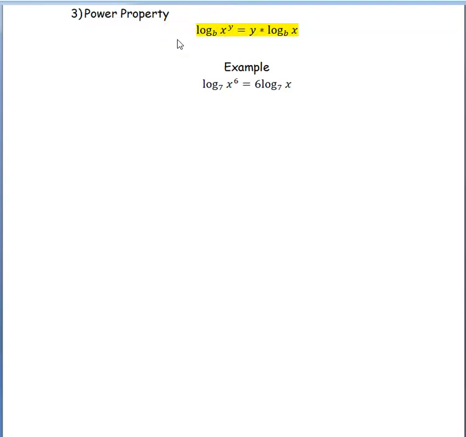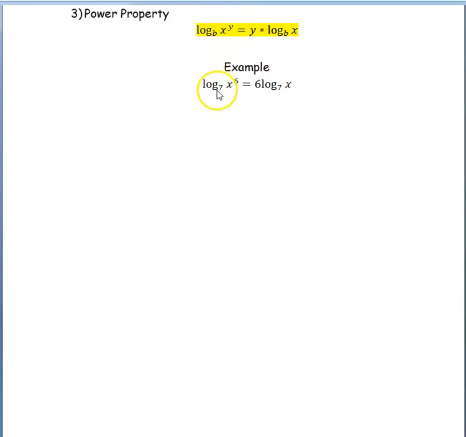Now we can go over the proof of this. Just think of an exponent. If I had like x squared, it's just x times x. Well, guess what? X times x would use the product property. So all the power property is just an extension of that. So what it allows me to do is anytime I have an exponent, I can drop it out in front of the whole log here.